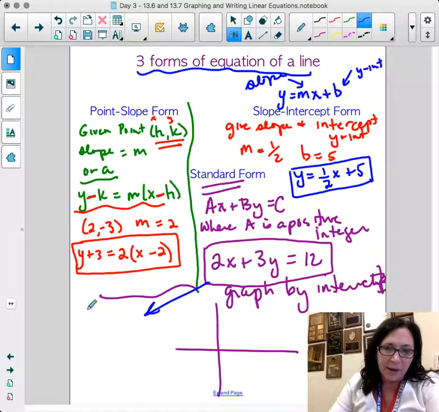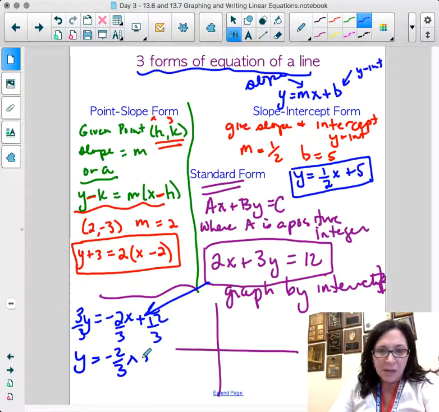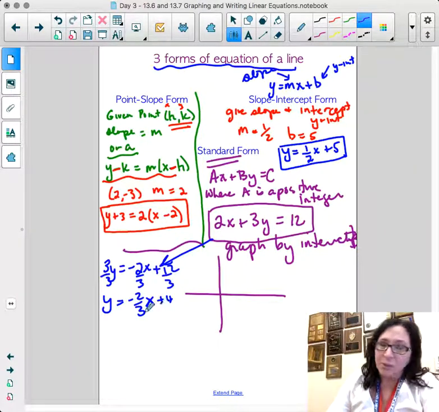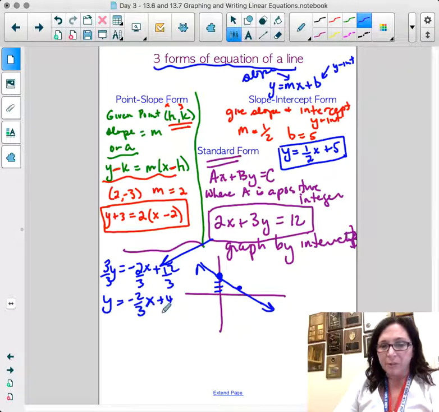I'm going to solve for y, meaning I would have 3y is equal to negative 2x plus 12. I would divide everything by 3, and I would have y is equal to negative 2/3 x plus 4. Okay, now if that was the case, then that slope-intercept form is super easy to graph. You just go up 4, put a point there, down 2, over 3, down 2, over 3, etc. And so my graph looks like this. Now, that's going from standard form to slope-intercept form.